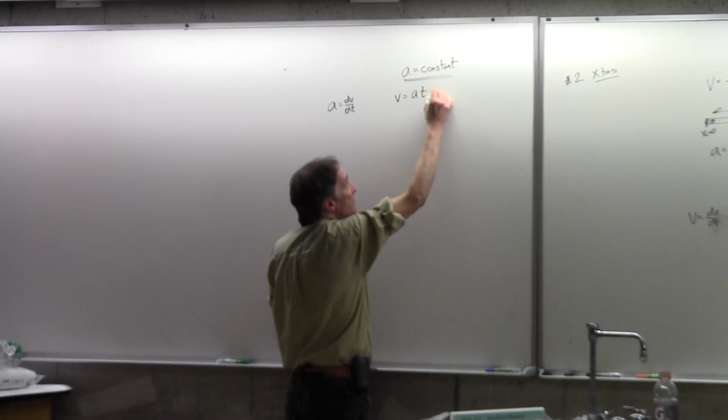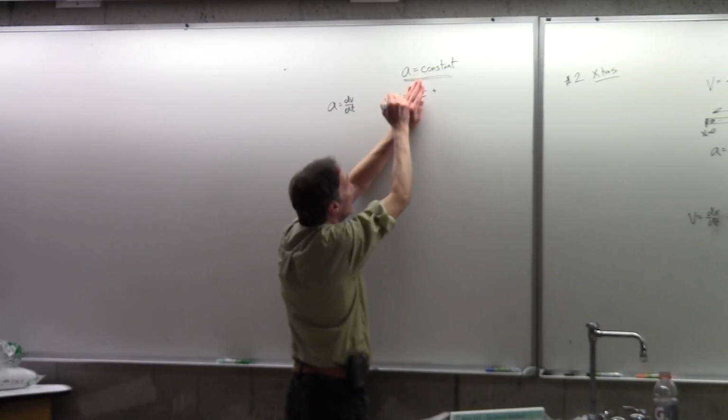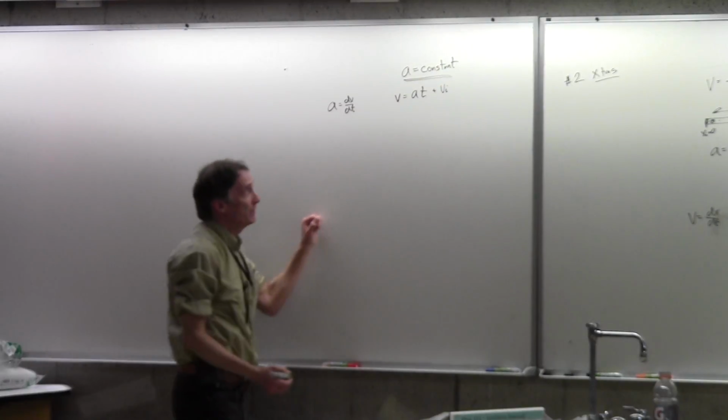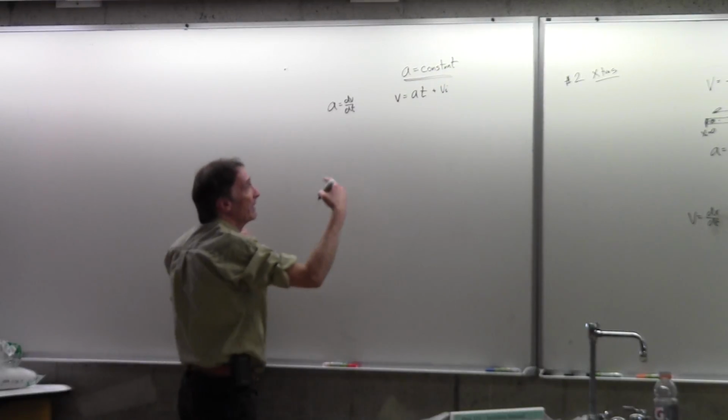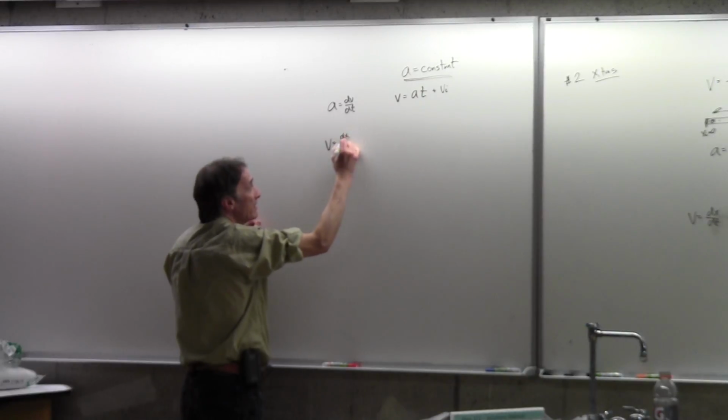Also, I should have some constant of integration. When t is equal to 0, that velocity should be that constant. That's that initial velocity. Again, we can go another step here. We can say velocity is dx dt.